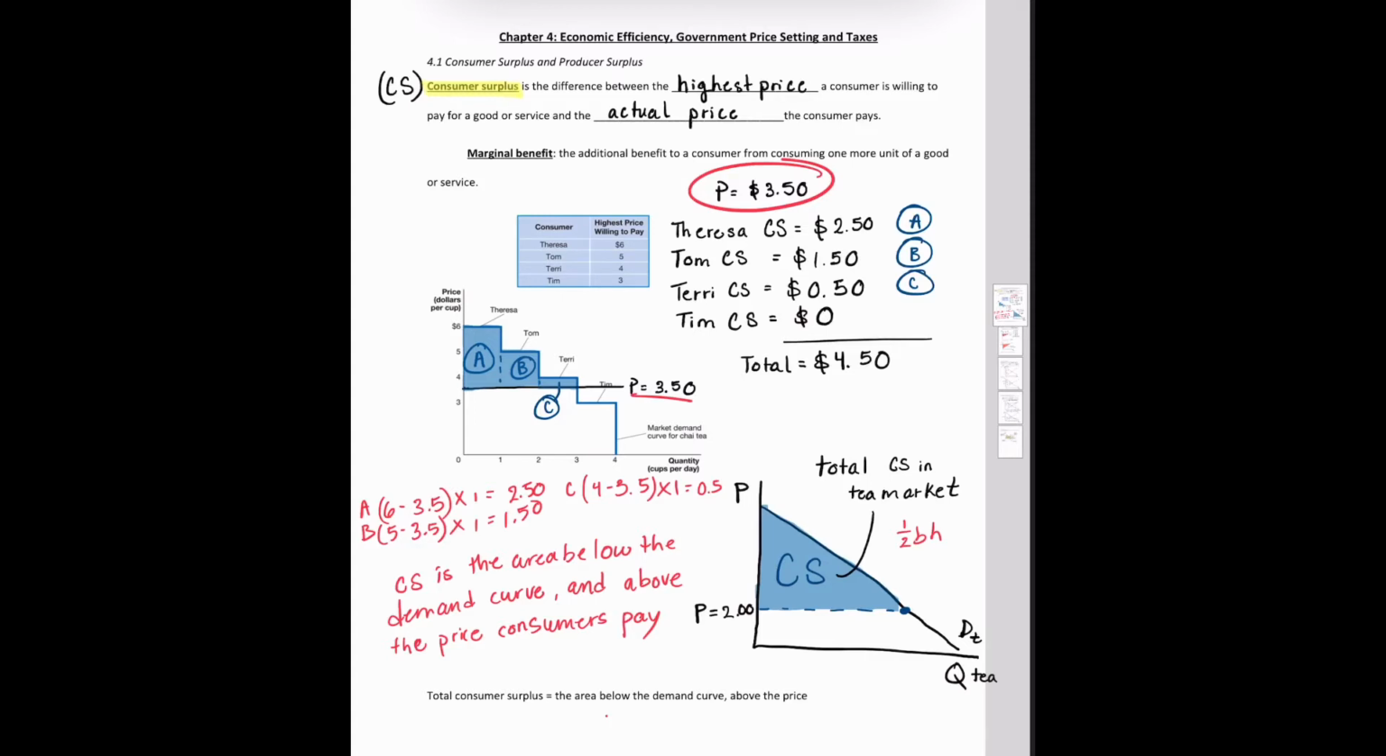So before we move on to producer surplus, if we apply the concept to Uber, especially in large cities, ride-sharing services are beneficial to consumers. How would we determine how beneficial it is? How much consumer surplus would be derived in the ride-sharing market? We would have to know the demand curve for Uber services, and we would have to know the price of Uber services.